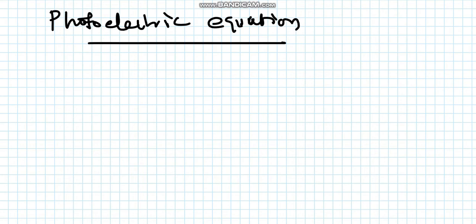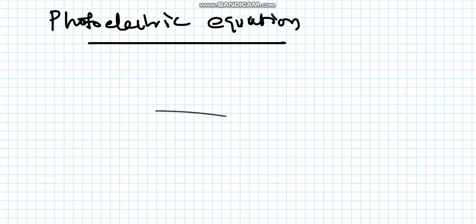The last episode we were learning about the photoelectric equation by Albert Einstein. So the equation looked like this. Before going into the equation, let me just show you what the physical process was that was happening over there.